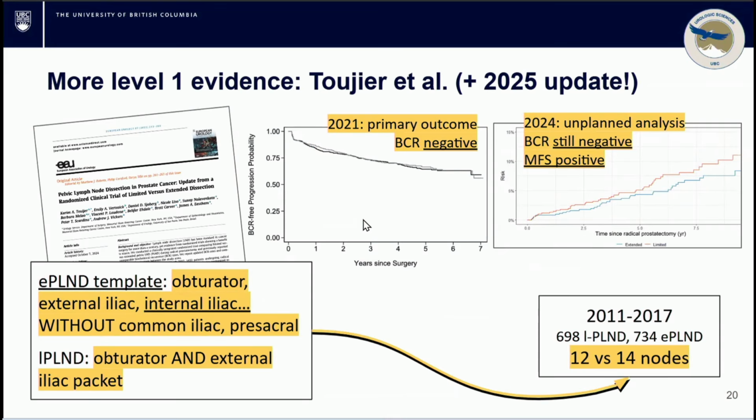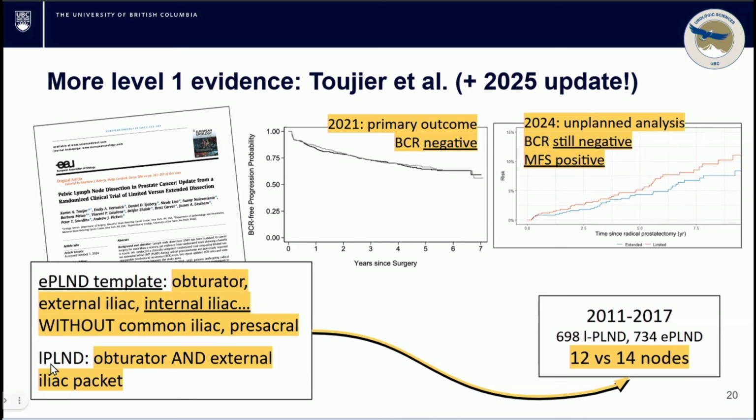Okay, so now we finally get to the paper I alluded to at the beginning of the presentation. This is a paper from Karim Touijer out of MSK. They randomized 1,400 patients to a limited versus an extended pelvic lymph node dissection, and their accrual was between 2011 and 2017. Now, the templates compared to the Listinghi trial are very different.